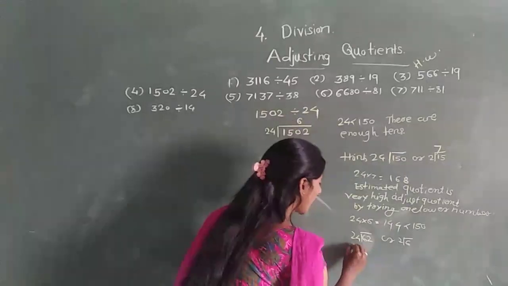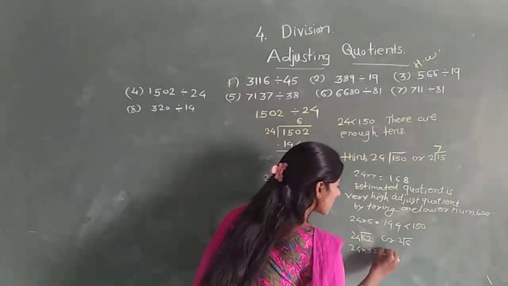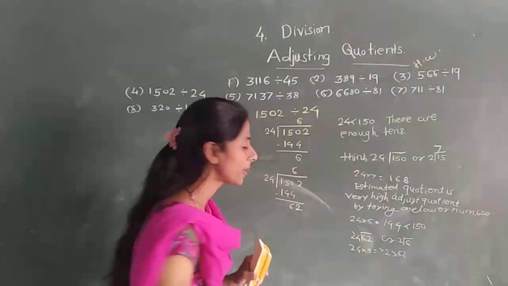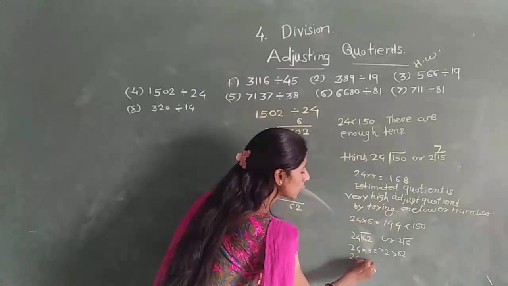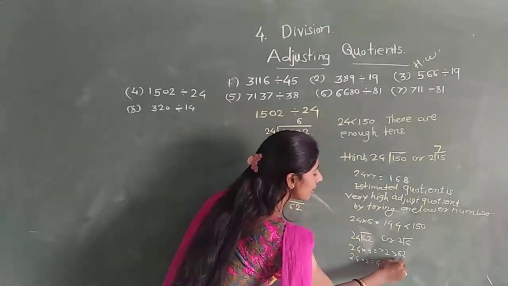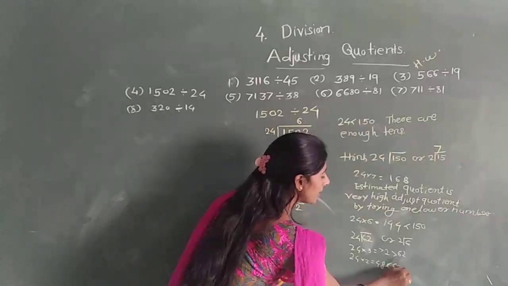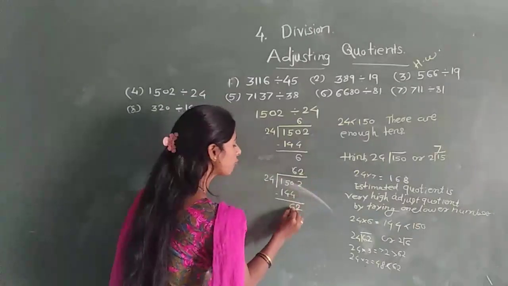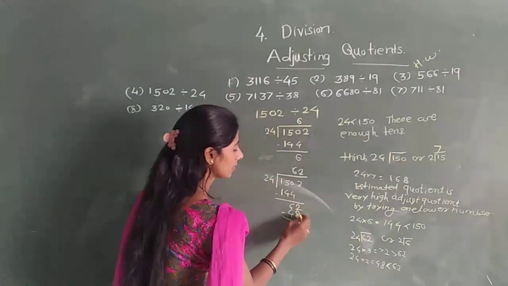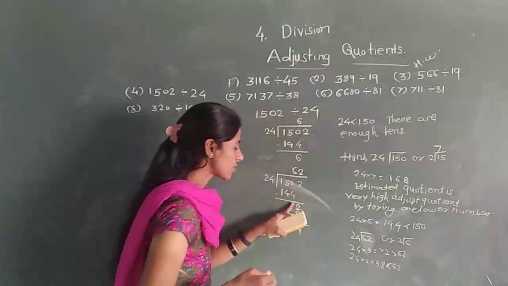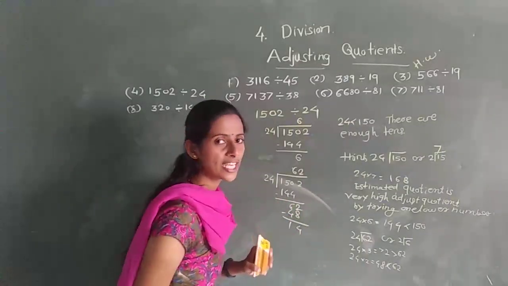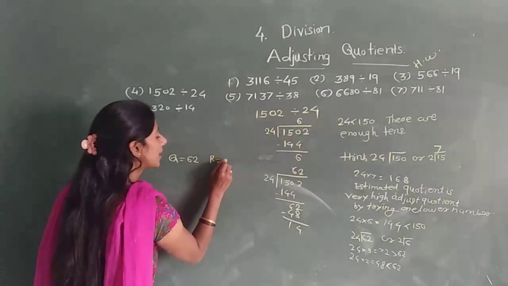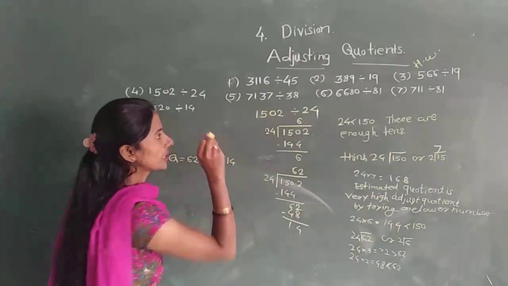So check 24 into 3, that is 72, which is greater than 62. Now check the next lower number, that is 2. 24 into 2 is 48, and 48 is less than 62. This means the adjusted quotient is 2. Okay, so 24 twos are 48. Subtract: 62 minus 48, borrow, 5 minus 4 is 1, that is 14. Therefore the quotient is 62 and the remainder is 14.